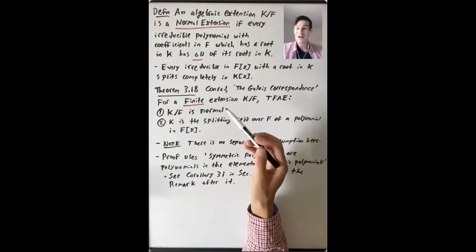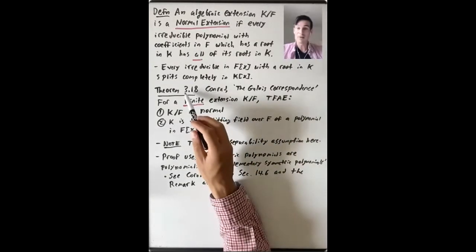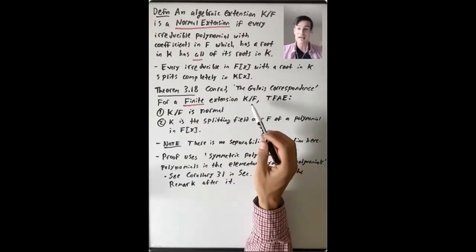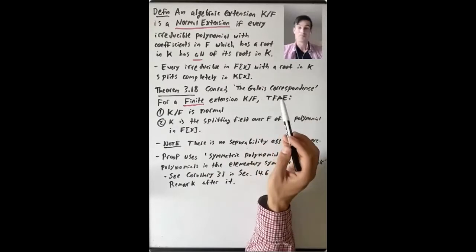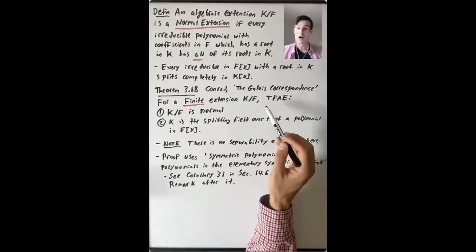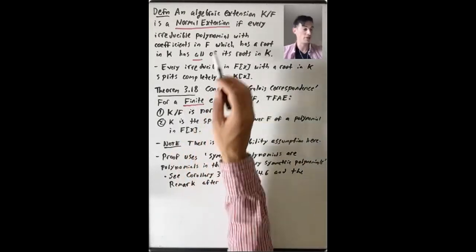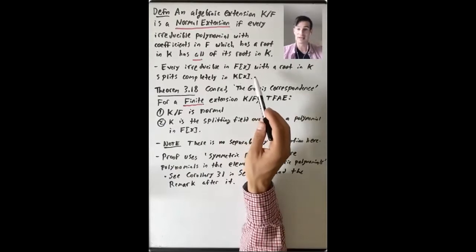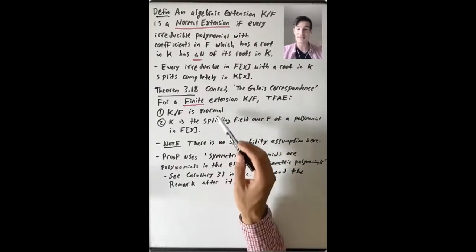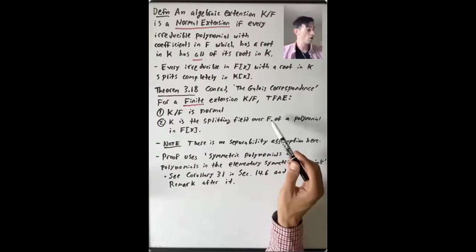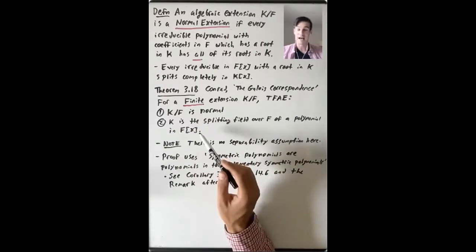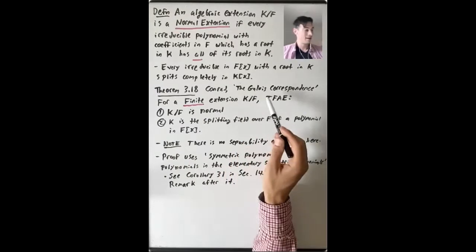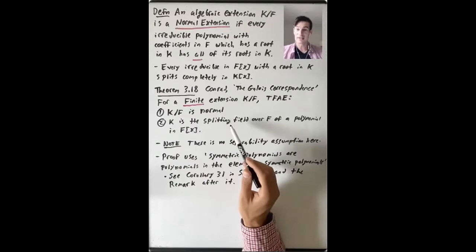And what I mean by it's okay is Theorem 3.18 in Conrad's Galois correspondence notes says for a finite extension K over F, these two notions of normal are equivalent. K over F being normal in this sense, every irreducible in F[x] with a root in K splits completely in K[x], is equivalent to saying K is the splitting field over F of a polynomial in F[x]. Okay, so things are a little subtle for infinite extensions.